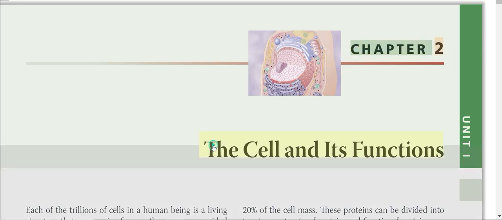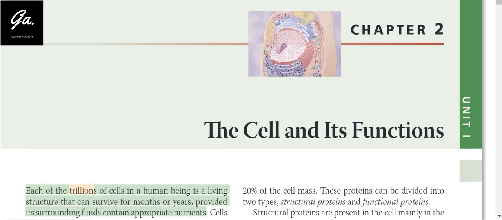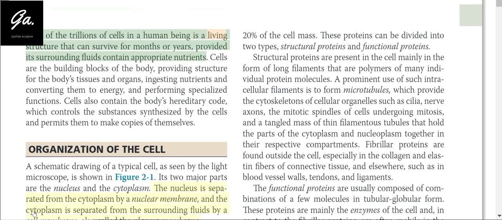Chapter 2. The Cell and Its Functions. Each of the trillions of cells in a human being is a living structure that can survive for months or years, provided its surrounding fluids contain appropriate nutrients.